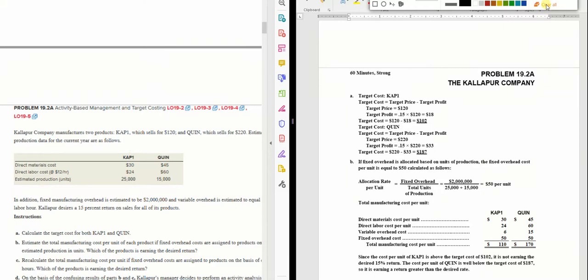So I'm going to clear all that stuff. There's my target cost there. I figure out my markup, which is 18, and subtract it from the price. For Quinn, it was 220, and 15% of 220 is 33, so 220 minus 33 is 187. There's your target cost. There, you're done with A. So basically, target cost is simply a market-based approach.